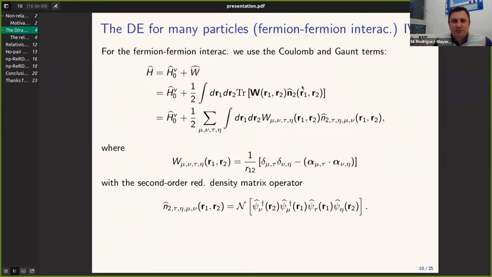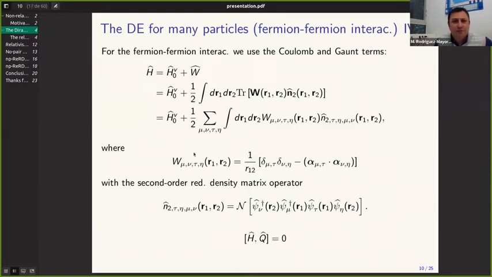In this work, we just work with the Coulomb and the Gaunt interaction, where the first term accounts for Coulomb electron-electron repulsion, and the second term includes some current interaction between the electrons. But now, since this is a two-body operator, we need to define the second order reduced density matrix using again the same field operators and taking the normal ordering.